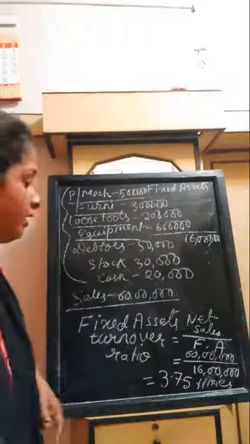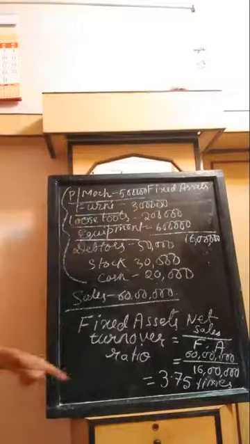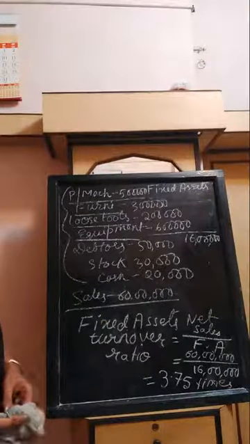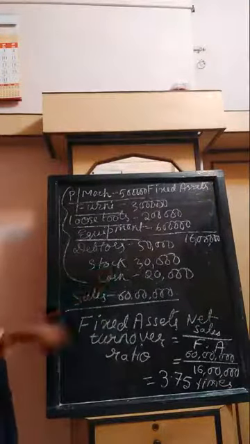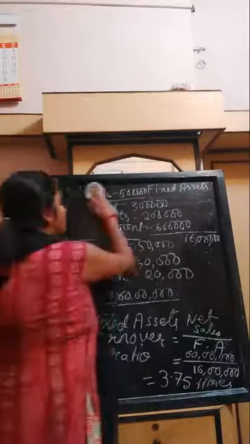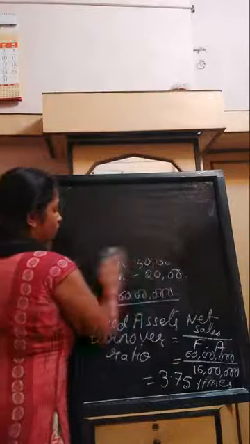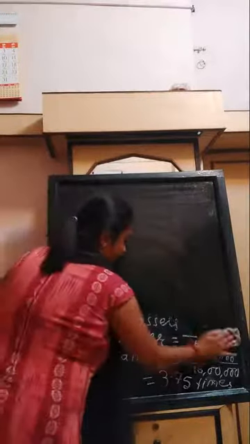This is how you will do any sum of fixed asset turnover ratio. Now I am rubbing the board and I am moving on to the next sum, which we are going to learn today.